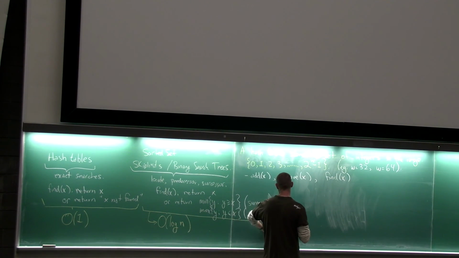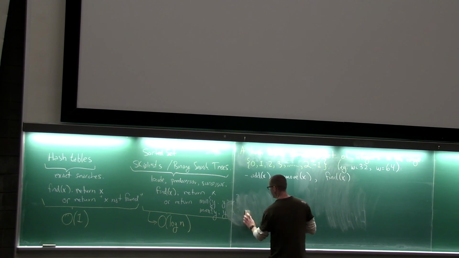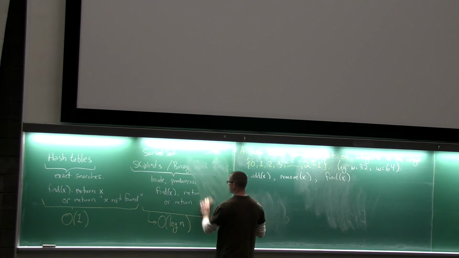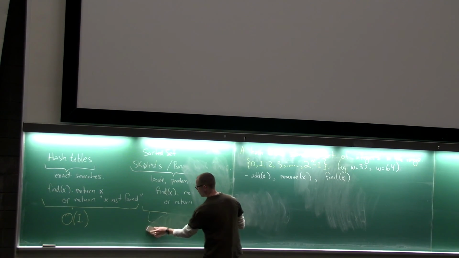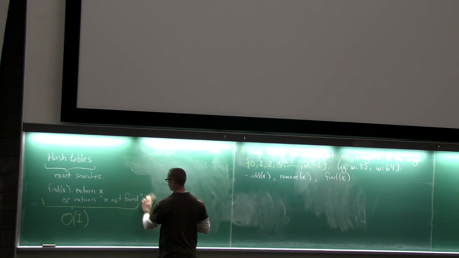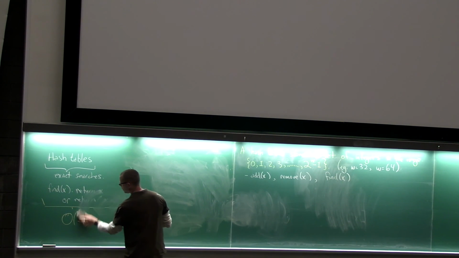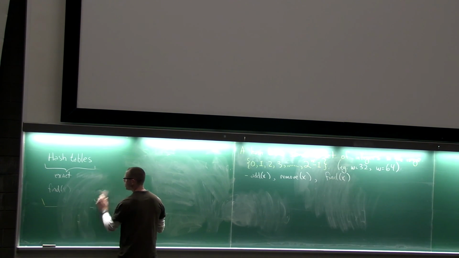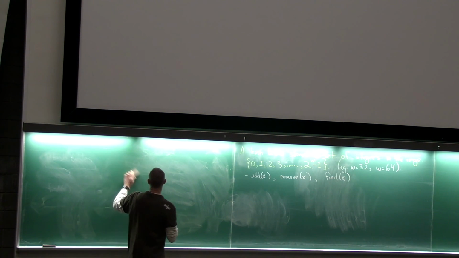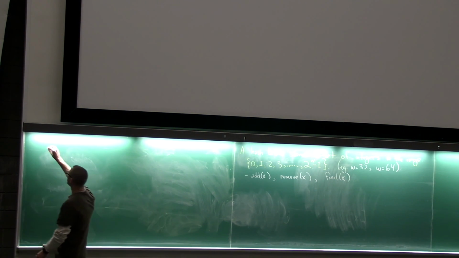So here's how these things work. Here's one variant of these things. There are a lot of different kinds of implementations of hash table. One of the oldest is called hashing with chaining.